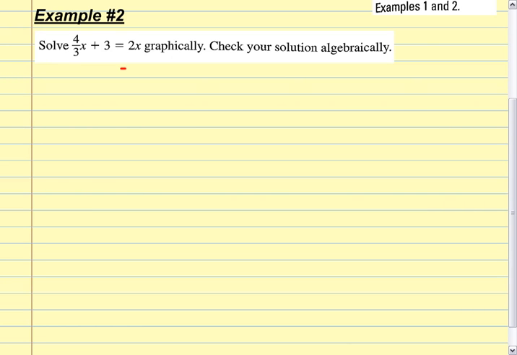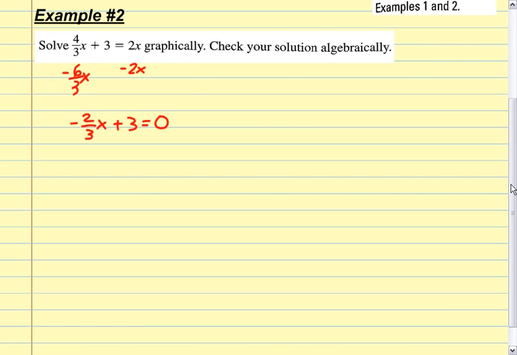Okay, let's subtract 2x from both sides. Now, they don't have common denominators, do they? So instead of saying 2x, do you mind if I say 6x over 3? So if I subtract that, do you agree that that gives me negative 2/3 x plus 3 is equal to 0? Yes. Okay, good. What do I do next? What was step 2?